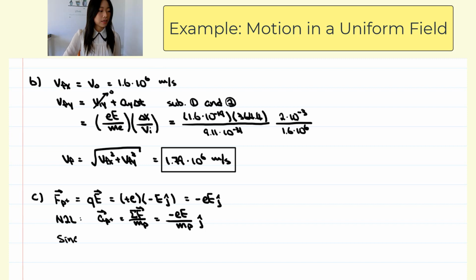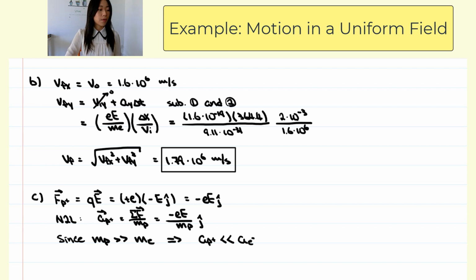But the mass of the proton is a lot greater than the mass of the electron, and from the equation of the acceleration, the mass is in the denominator. So the acceleration of the proton would be a lot smaller than the acceleration of the electron. So the vertical displacement is not going to be as large as the vertical displacement of the electron. So when the proton exits the region, it's not going to hit the plate.